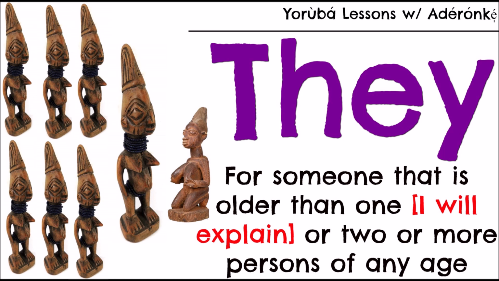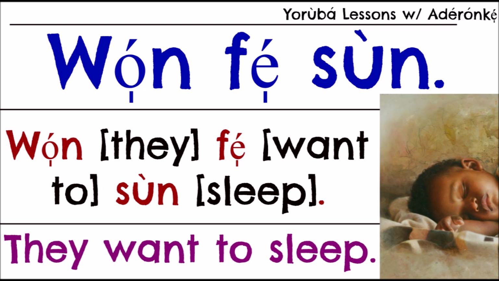So "they" here is, instead of saying he or she, instead of saying ó, it's the pronoun that you would use for one person that is older than you, or two or more persons of any age. They, naturally. So if you say wọ́n fẹ́ sùn, they want to sleep. Wọ́n is they. Fẹ́ is to want or to want to. Sùn is sleep. Wọ́n fẹ́ sùn, they want to sleep.